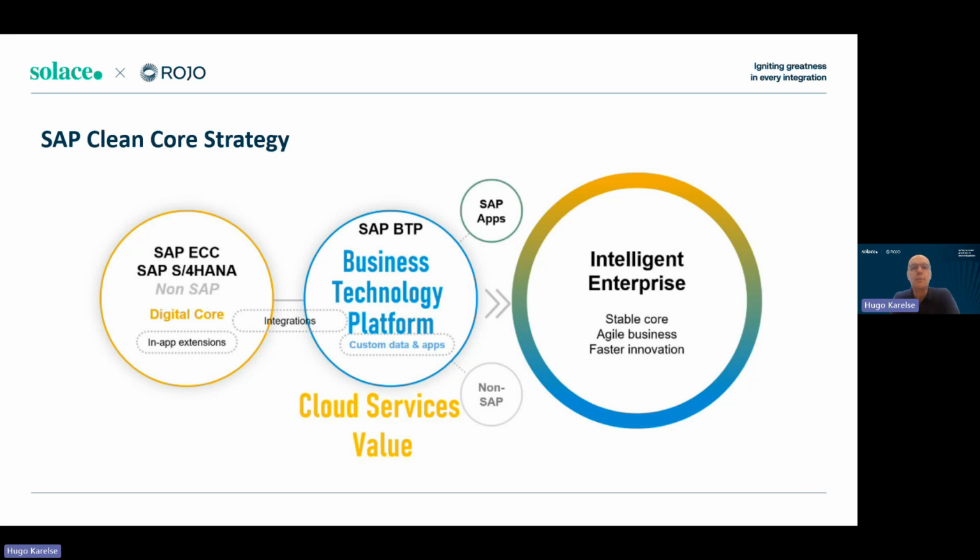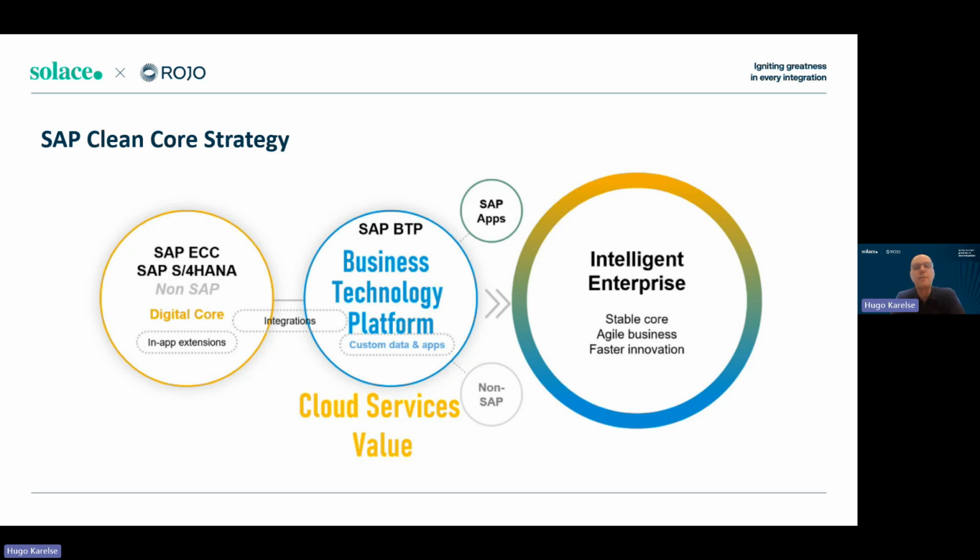Basically, the Clean Core aims to modernize ERP systems by minimizing the in-system customizations and maximizing the use of SAP standard capabilities in S/4HANA. This approach simplifies upgrades, reduces costs, and supports faster cloud adoption through continuous integration and event-driven architectures.